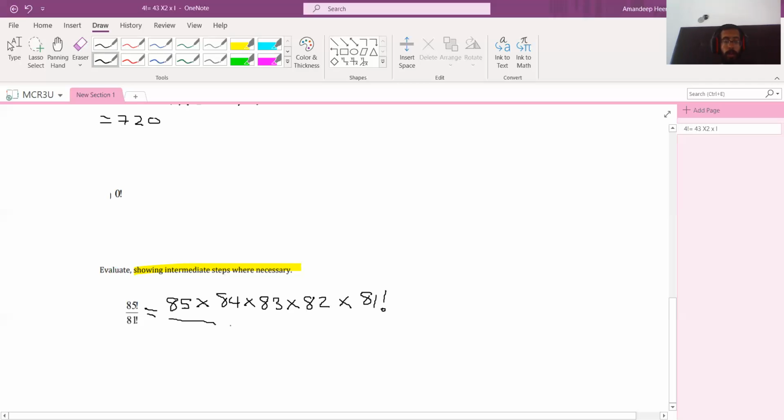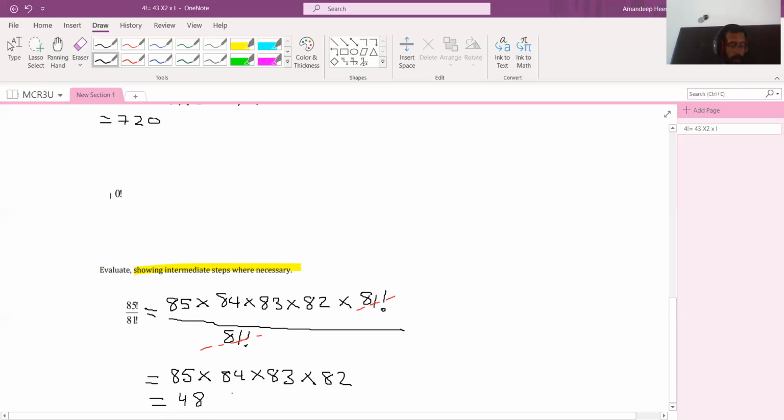And for the bottom number, I'm going to leave that alone. It's going to be 81 factorial. Now, what do you notice about the two? Notice what is common between the numerator and the denominator. They both have an 81 factorial. There's an 81 factorial on the top and an 81 factorial on the bottom, so they cancel each other out. So what do you get left over? You get 85 times 84 times 83 times 82. And if you plug that in your calculator, which I'm going to calculate for you right now, it's going to be 48,594,840. Okay? So that's the final answer.